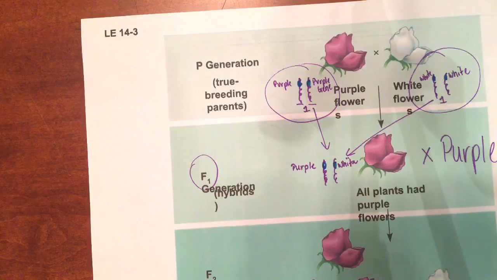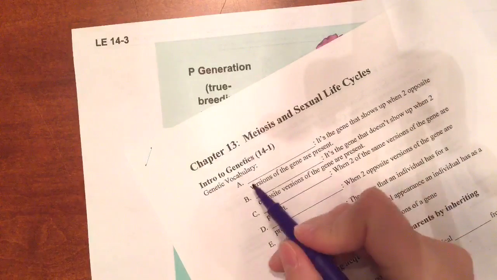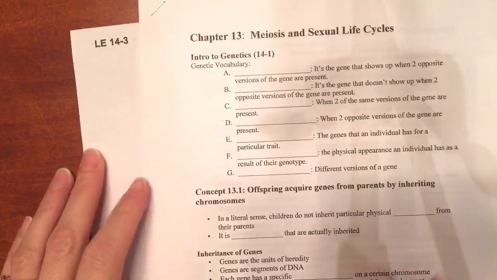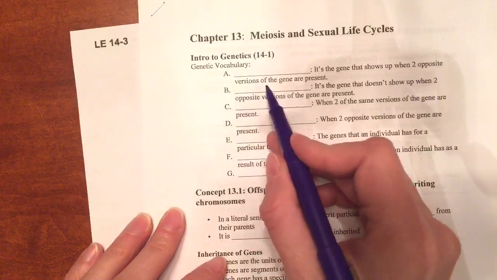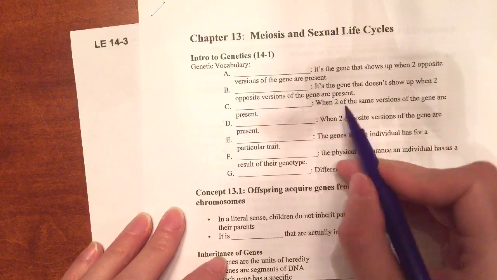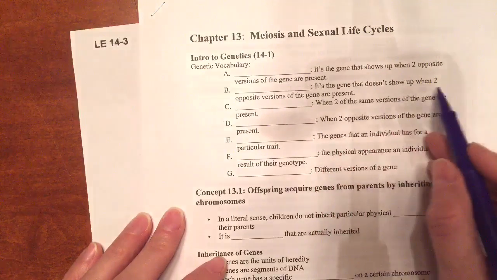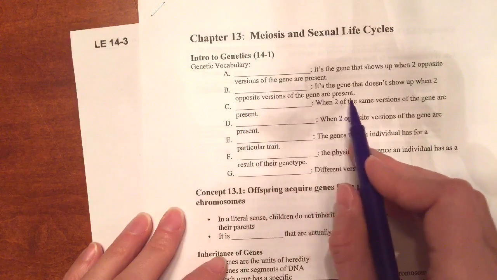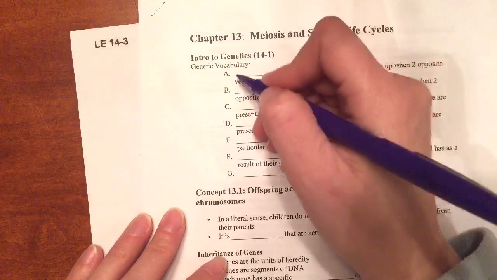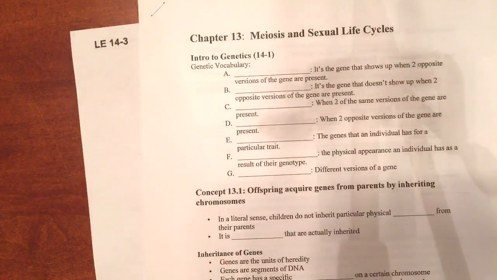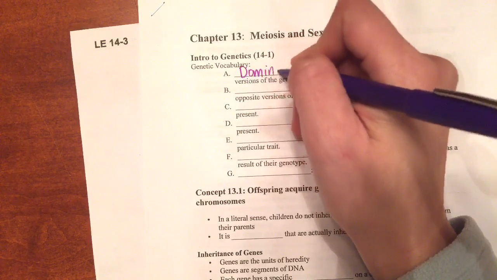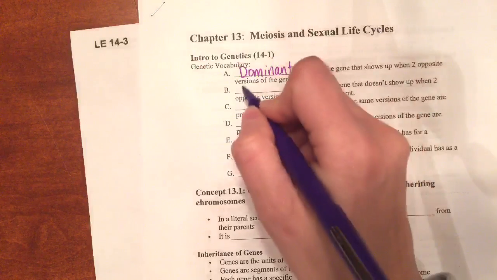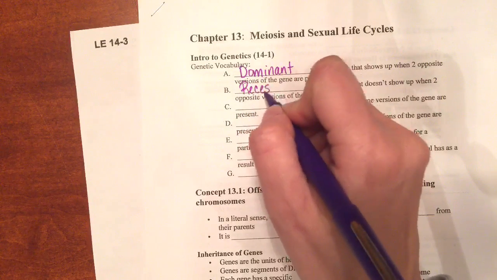So that's the first two vocabulary terms. It says blank is the gene that shows up when two opposite versions of the gene are present. And the second one says it's a gene that doesn't show up when two opposite versions of the gene are present. So the first one should be which one? Dominant or recessive? It should be dominant. And this is recessive.